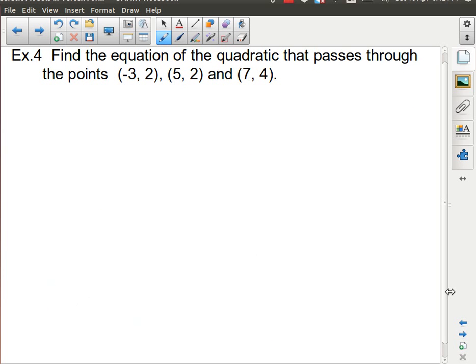Last example, a little bit more sophisticated. Find the equation of the quadratic that passes through these points. Now, notice it never said anything about a vertex, so we can't assume anything about a vertex here. And notice that we don't have zeros.